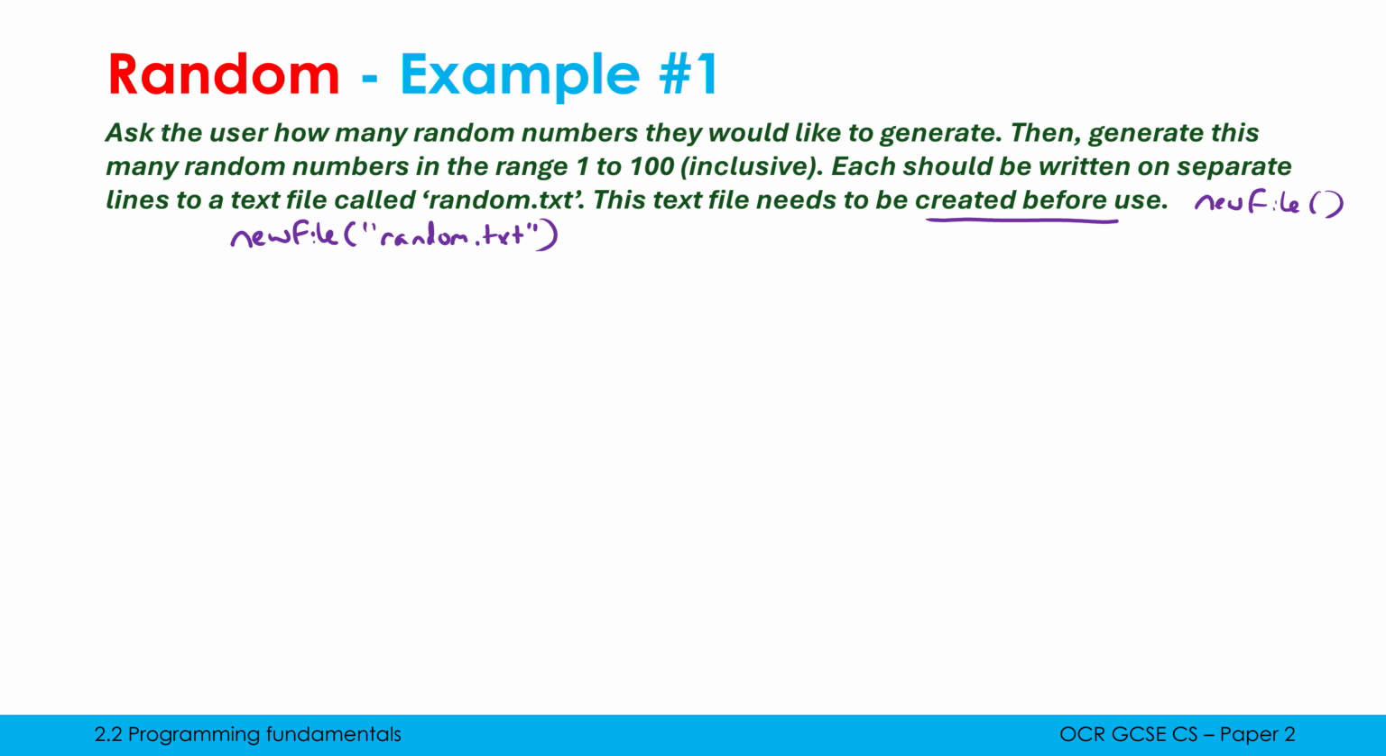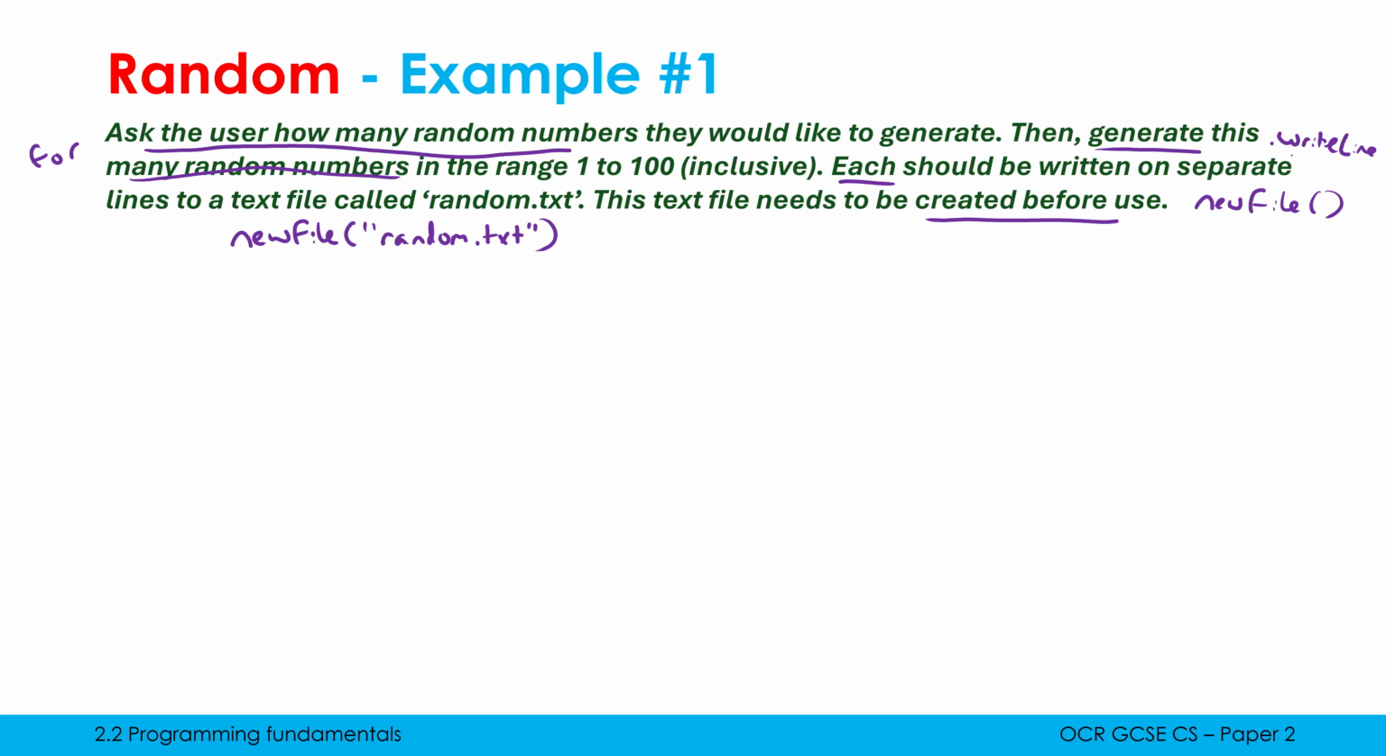And then I'm going to need to ask the user how many numbers they want and then generate this many random numbers. Now, because I don't know how many the user wants, I've got no choice really to use a for loop, and inside my for loop, use the random function. Now, each of these numbers should be written on separate lines to a text file, which I've created called random.txt. So inside my for loop, I'm going to need to use a write line command.